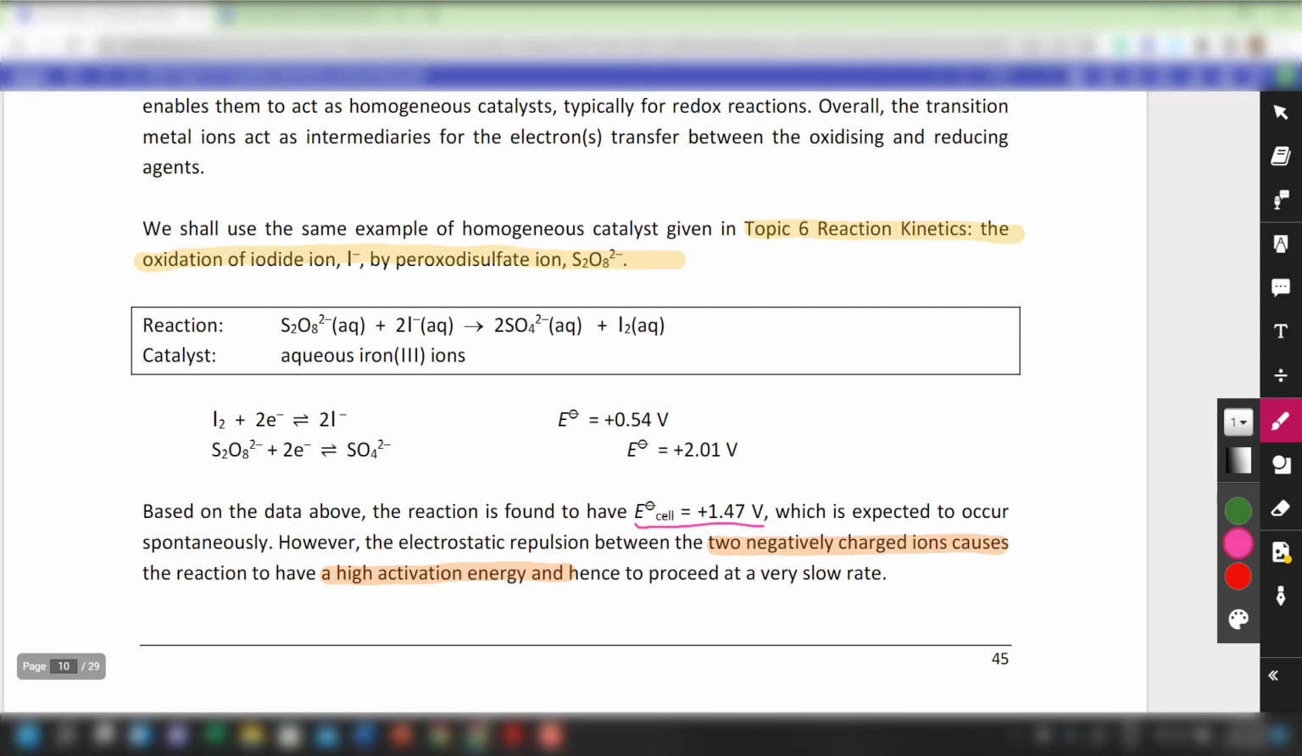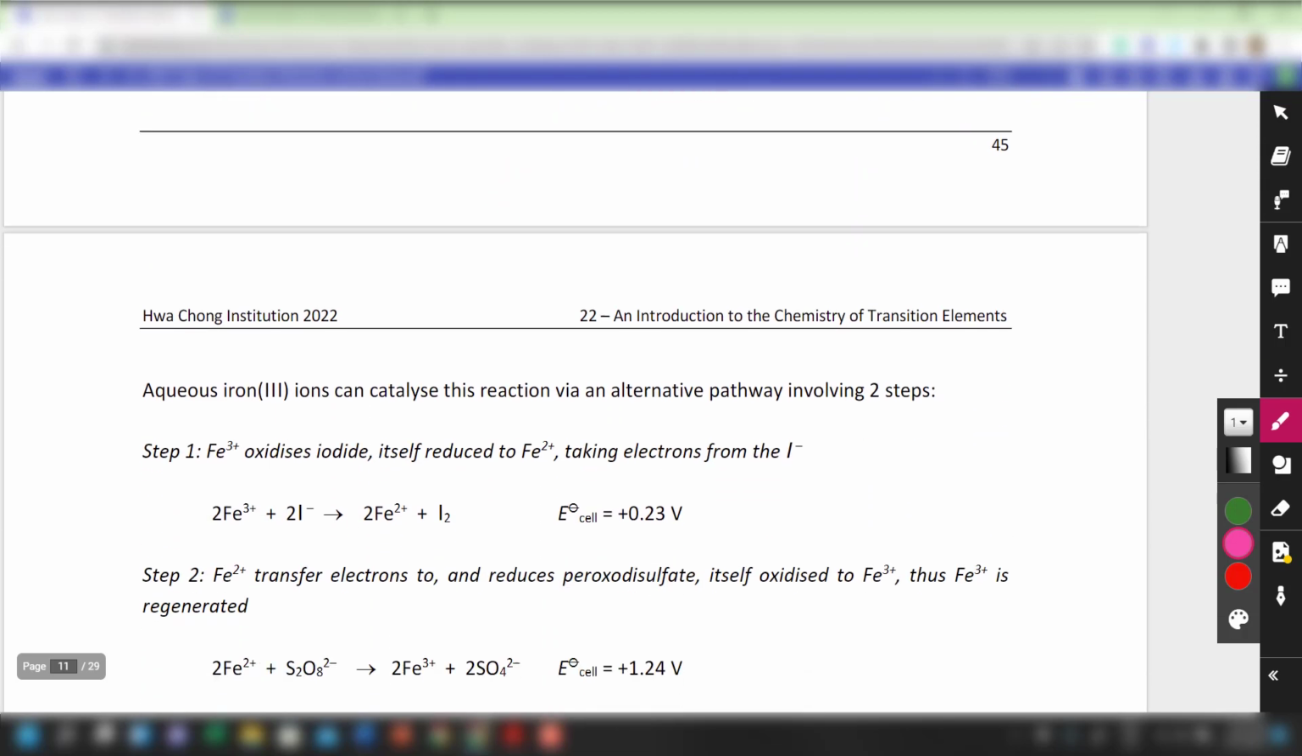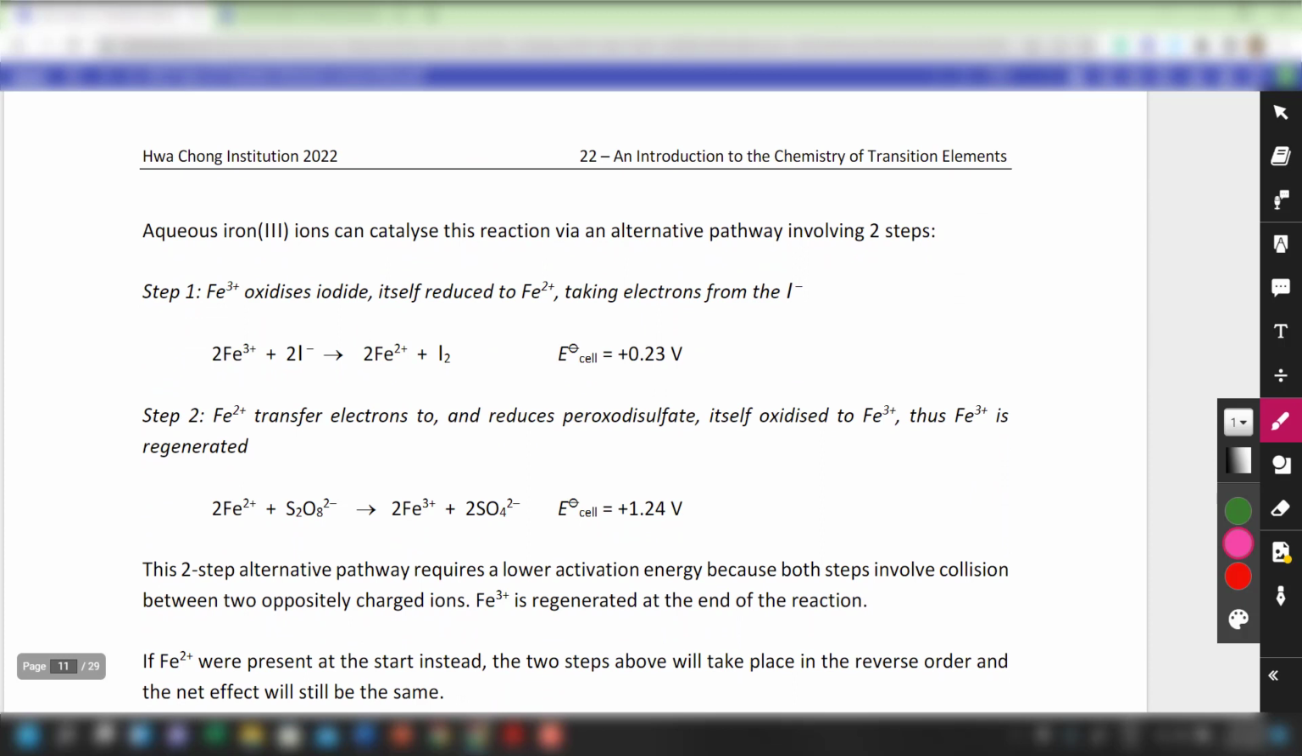Okay, so thermodynamically feasible, but kinetically maybe not so feasible, because it involves collision between two negatively charged ions. How can we make it kinetically feasible? We introduce iron 3, which has a positive charge. Species which are oppositely charged tend to be attracted by electrostatic attraction. Okay, so the reaction is likely to be accelerated.